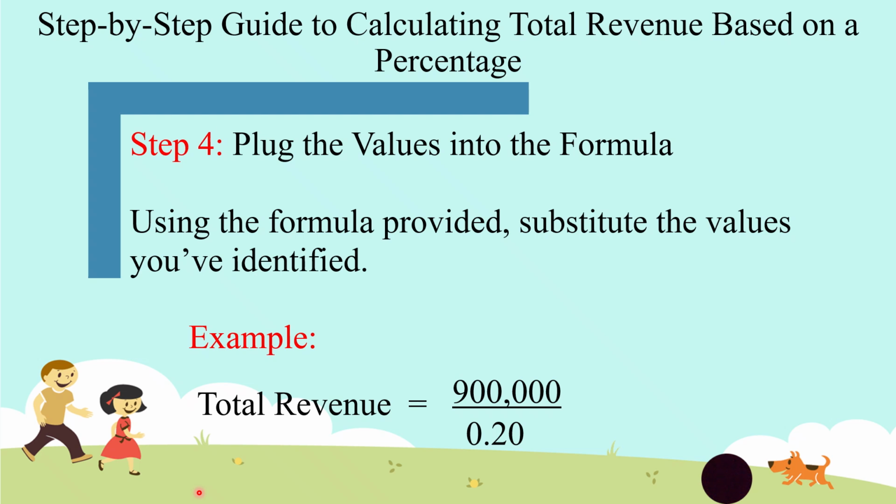Step 4. Plug the values into the formula. Using the formula provided, substitute the values you've identified. Example: total revenue equals 900,000 divided by 0.20.